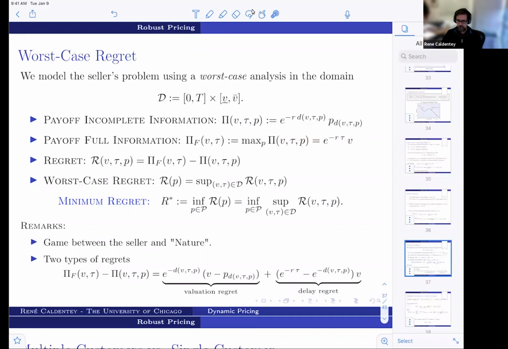And the difference between these two things is the regret. Again, what we're looking for is a price trajectory that minimizes the regret, knowing that nature will pick the type that maximizes the regret. So then you can play a little bit with this regret function here, and you can show that there are two types of regret. There's a valuation regret and there's a delay regret that shows up. But let me show you that in a picture.